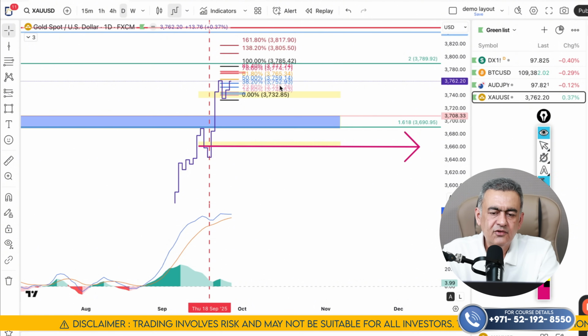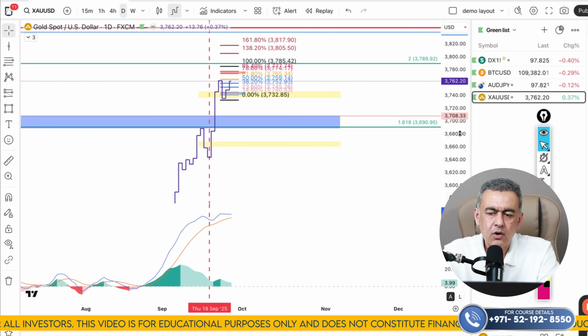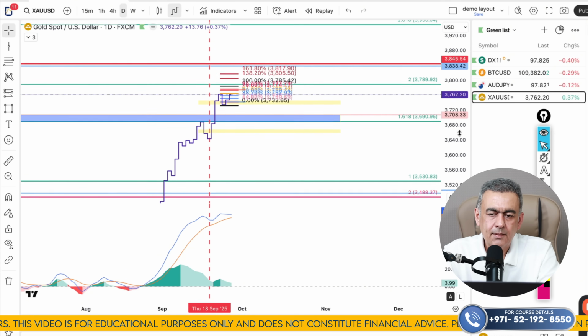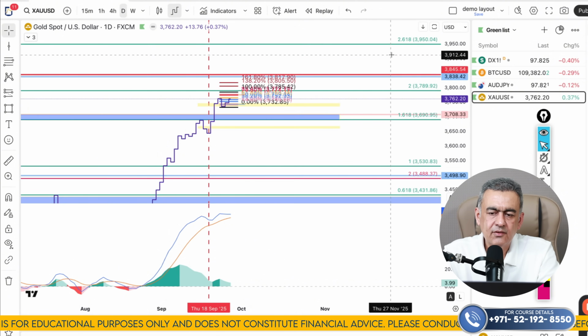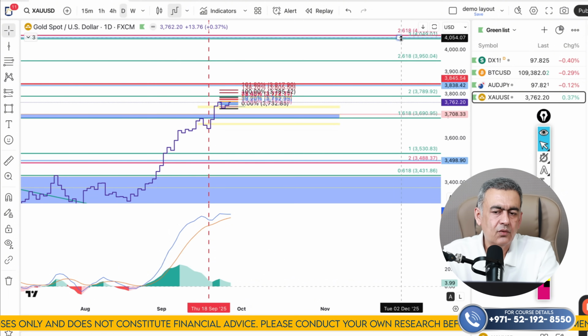So my plan is to buy on the dip towards 3740 and hold for the target of 3805, eventually 3833. And in the longer run, in the coming quarter, starting from October till December, I'm confident that gold will hit 3950, followed by 4065 or 4055.